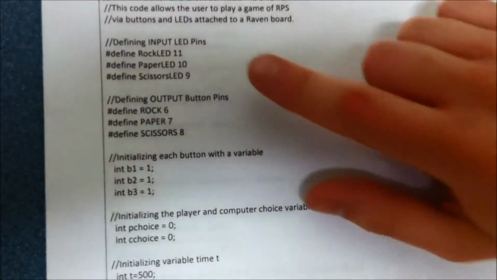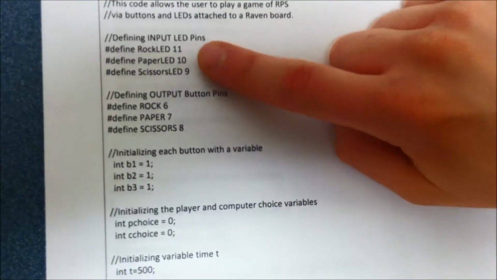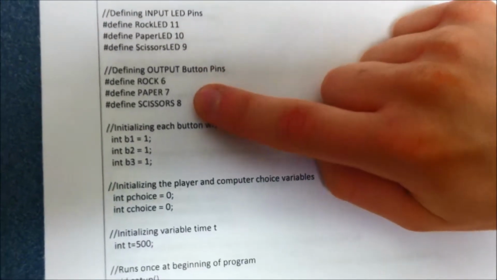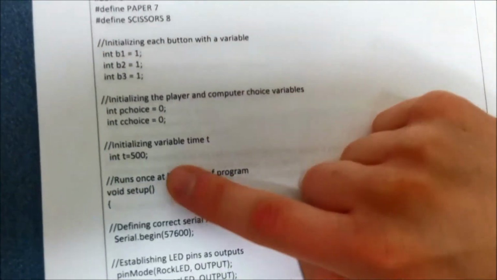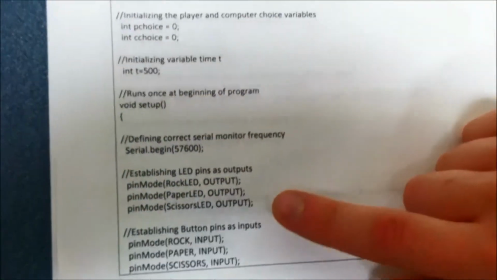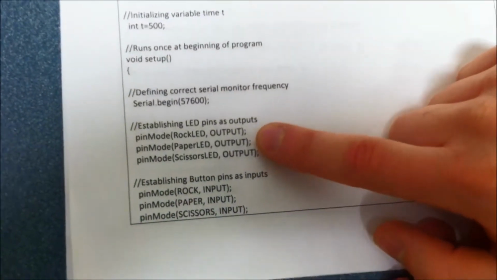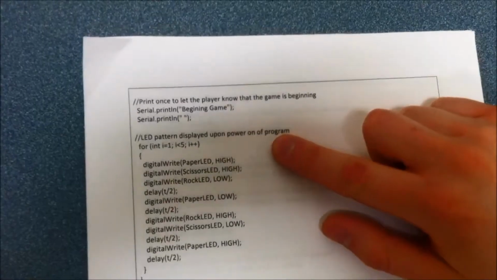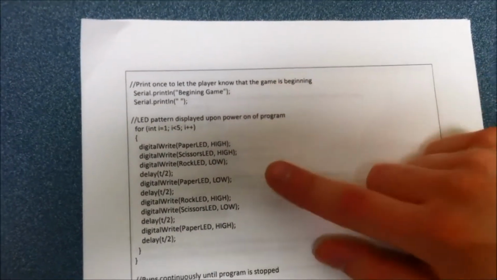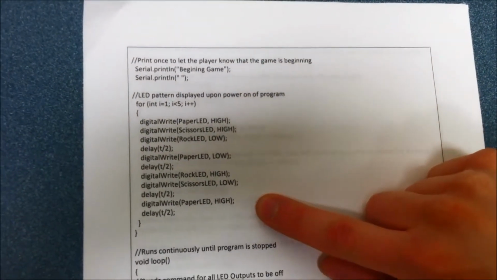Now we will explain our code. To start out with, we initialize where each of our LEDs and button inputs and outputs are. Then we initialize our variables as well as the time variable for the LEDs. We also set our LEDs as outputs and the pins going to the buttons as inputs. We let the player know that the game is starting by both printing and using an LED sequence.